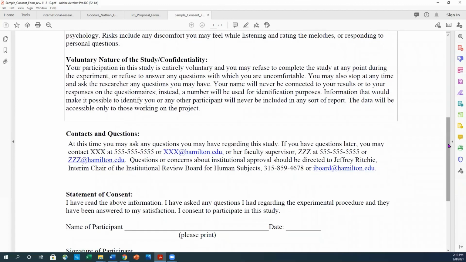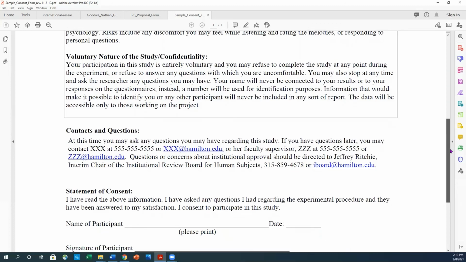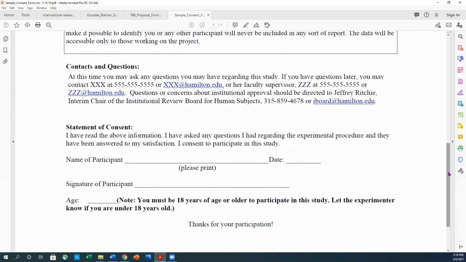Contacts and questions, that's going to be you, that's going to be your advisor, and it's going to be me as the chair of the IRB. And then they sign below, they date.